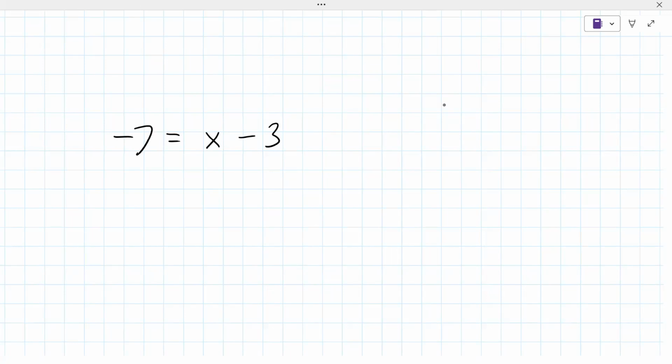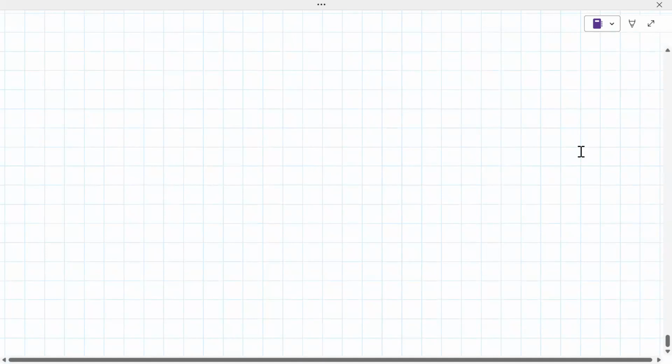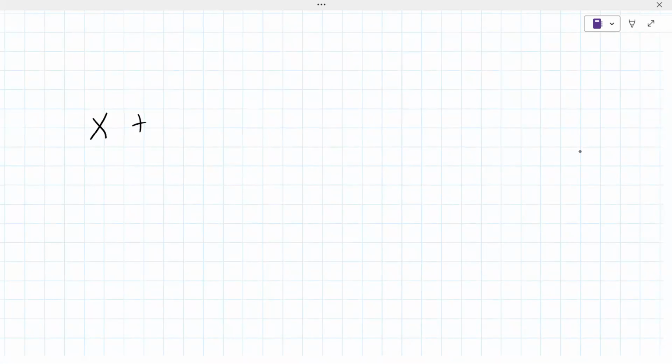So x equals -4. Good. Okay, so the next type of problem we're going to look at is something like this: x plus 5 equals -2.